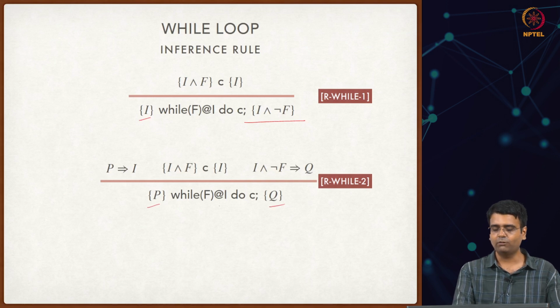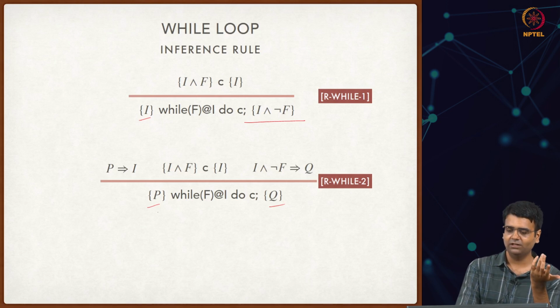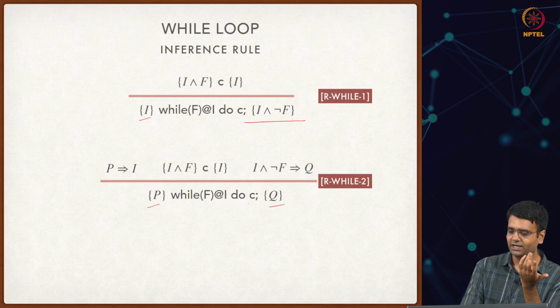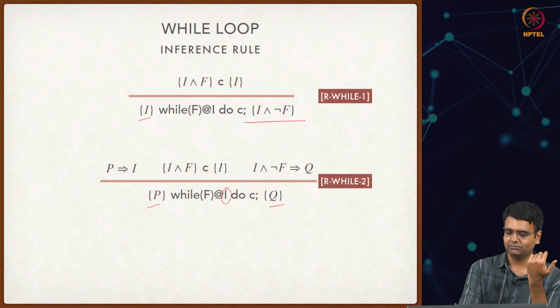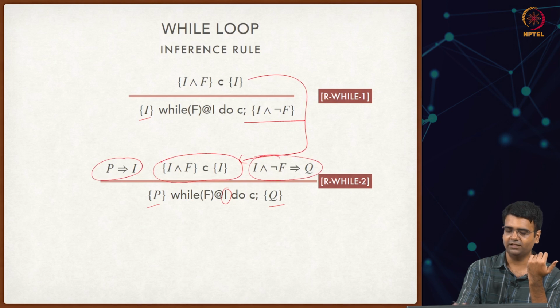So if I want to prove an arbitrary Hoare triple, or show that this arbitrary Hoare triple P while f at the rate I do c, Q is valid, again I can use the loop invariant I. But in addition to this particular Hoare triple, which is kind of the same as the Hoare triple in R while 1, I also need to prove that these two formulas are valid. The first formula says that P implies I, which means that if you start in a state which satisfies P, then it should also satisfy I.